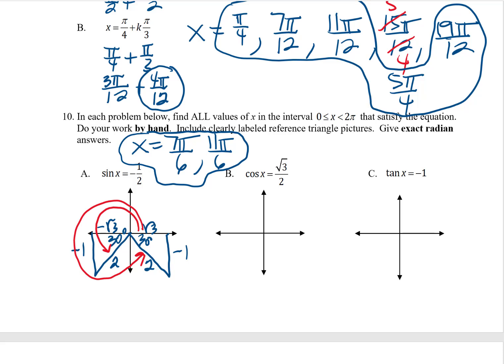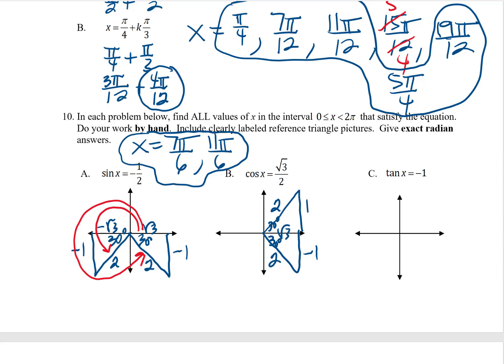Letter B, cosine x equals √3 over 2. Cosine, let's see, where is cosine positive? Obviously in the first quadrant, and then all students take calculus in the fourth quadrant would be the other spot. Cosine ratio is adjacent over hypotenuse. This is another 30, 60, 90 triangle. In fact, it's the same one. The reference angle is the same thing because the 30-degree angle is always opposite the 1. I've got a little 30-degree angle there and a little 30-degree angle there.